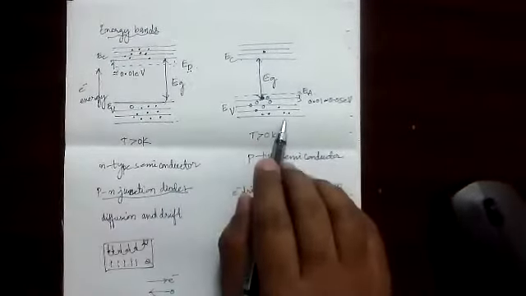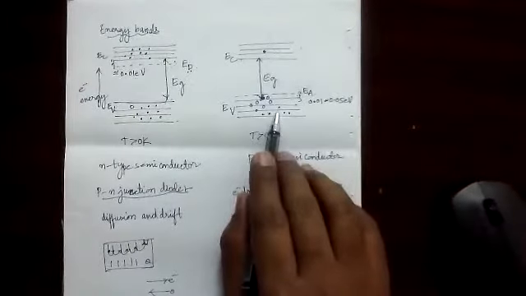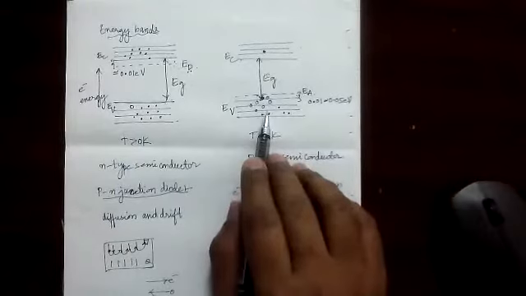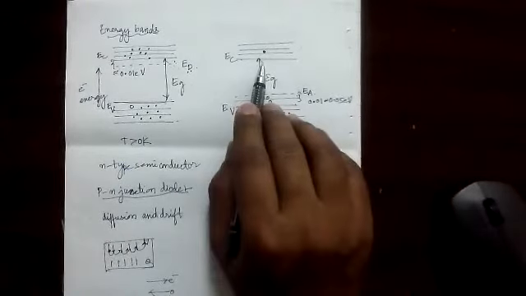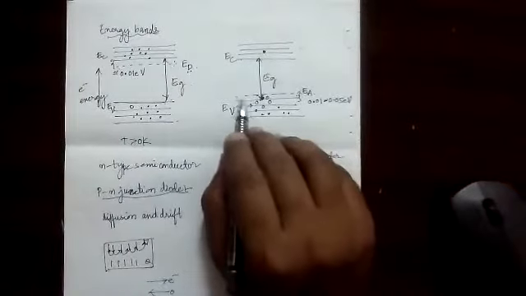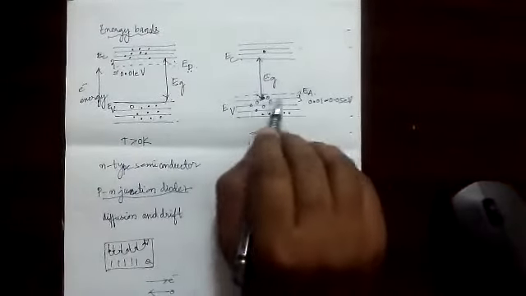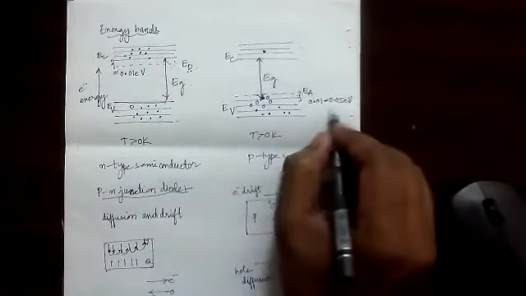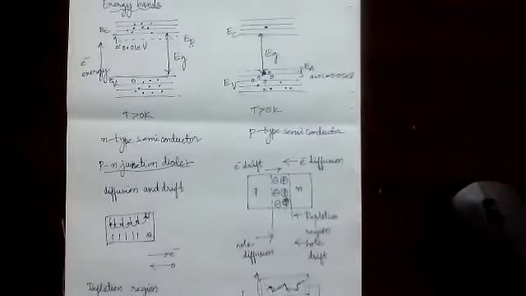Coming to the p-type semiconductor, in the valence shell there are more holes than electrons, and in the conduction band there are no electrons, or very few electrons, and the gap is known as the energy gap. The dotted line, the Fermi level, is also known as the acceptor energy level, and the value is 0.01 electron volts again. So this is the difference between a p-type semiconductor and an n-type semiconductor.